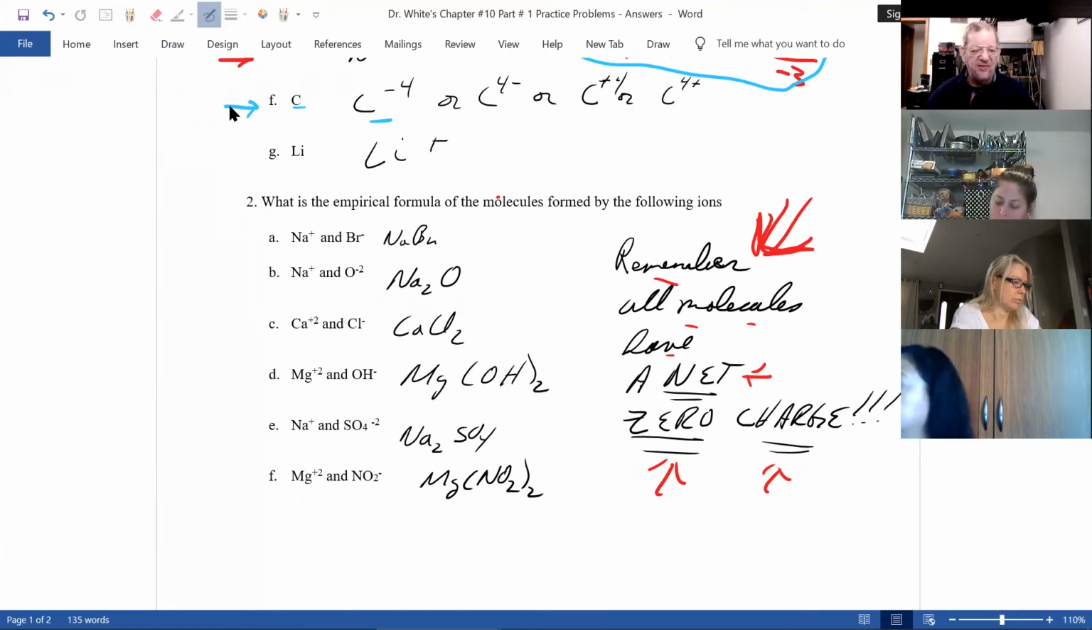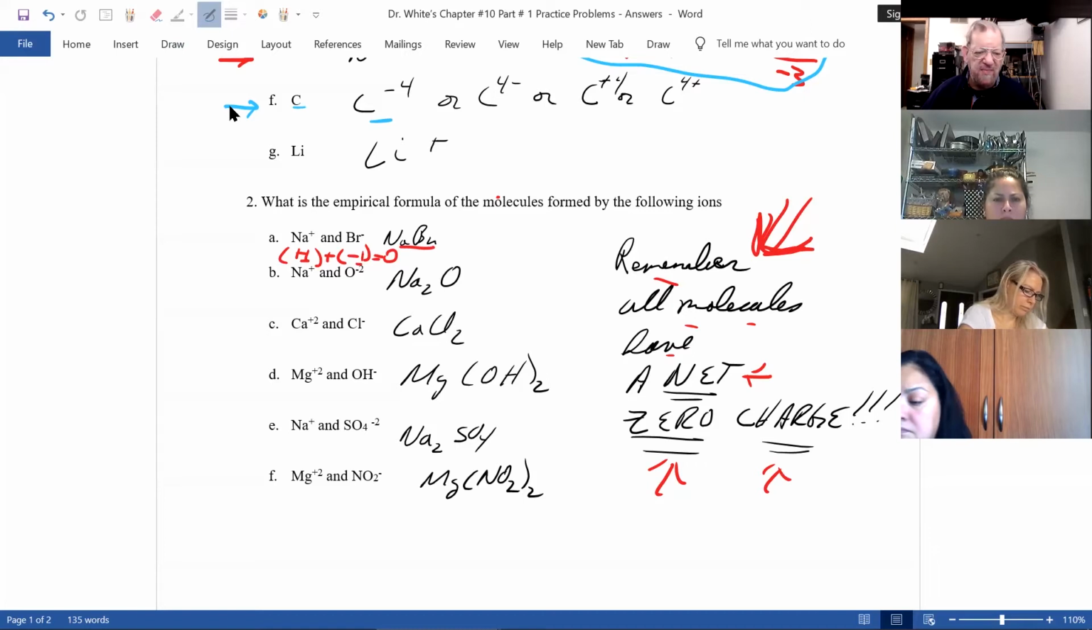Let's look at the first one, A. This is a +1. This is a -1. Does it add up to 0? Yes. So the formula would have 1 sodium, 1 bromine, and you write it this way.